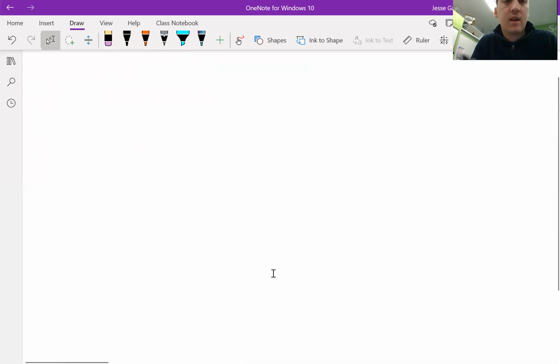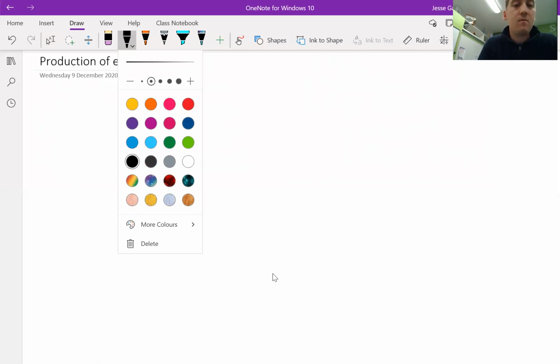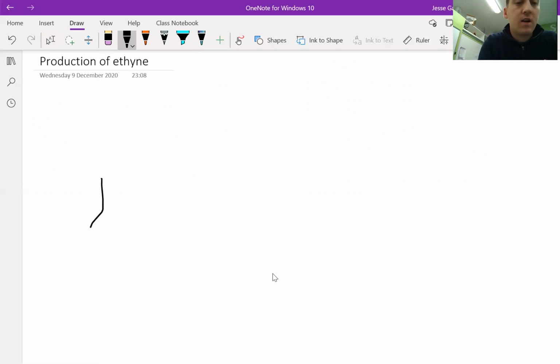Now let's get on to discussing the actual experiment. How do we make Ethyne? Ethyne is made using the following setup. We start with a conical flask. So we've got a conical flask, which is a cone-shaped flask like this. This is a conical flask. It's a cone-shaped flask.